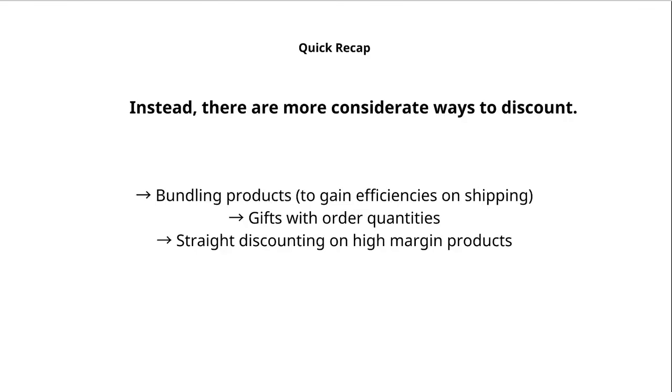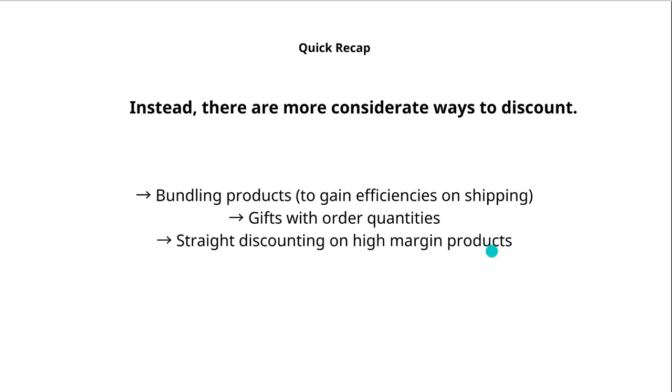We then went through the 3 different ways that you can be considerate of your discounting while still maximizing your P&L, which is number 1, bundling products, because when you bundle products, you gain efficiencies on shipping and 3PL fees that then directly can be passed on to the end consumer. We went through gifts with order quantities. So this incentivizes higher average order values while putting in gifts that are incredibly low cost.